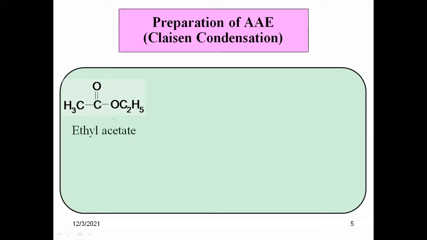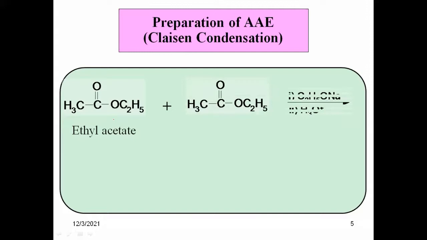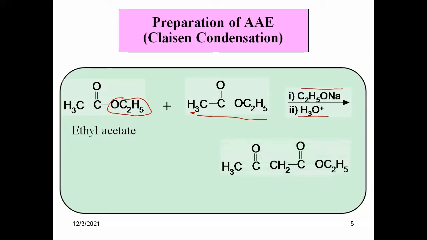Now ethyl acetate is reacted with sodium ethoxide followed by acid hydrolysis. Sodium ethoxide is an example of a strong base. In this reaction, two molecules of ethyl acetate participate, and therefore I have written two molecules of ethyl acetate. Two molecules of ethyl acetate undergo condensation. Here this OC2H5 and one alpha hydrogen atom form C2H5OH. There is a formation of C2H5OH.